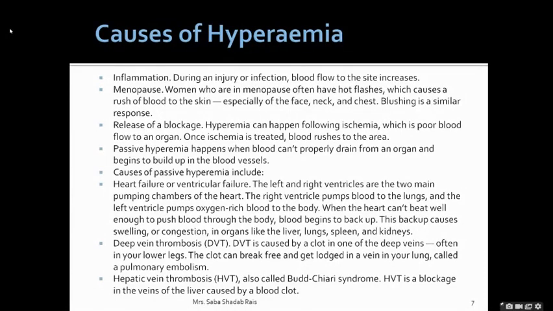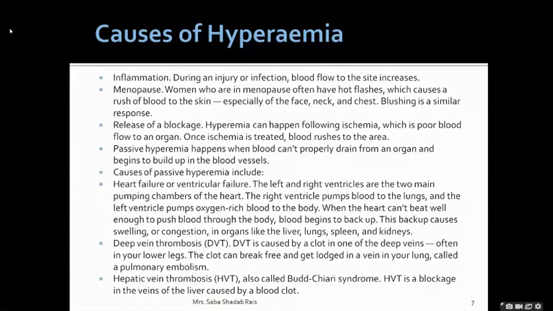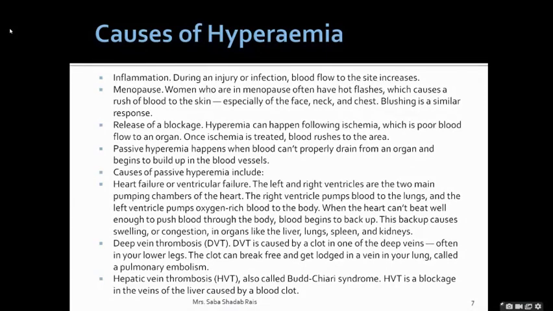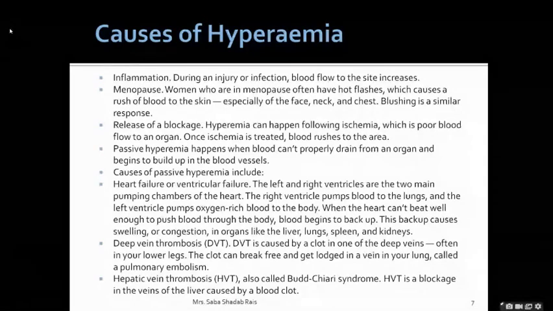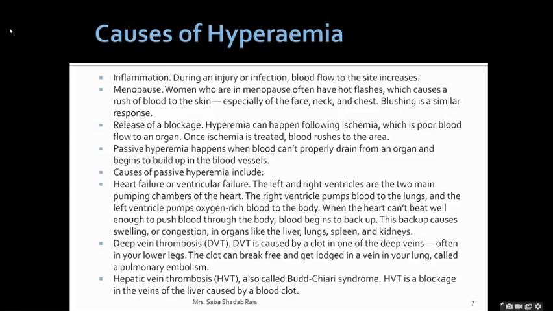Then release of blockage: hyperemia can happen following ischemia, which is poor blood flow to an organ. Once ischemia is treated, blood rushes to that particular area. The next type is passive hyperemia. It happens when blood can't properly drain from an organ, meaning blood reaches one organ but is not able to drain out easily. In that case the vessels become bulkier.